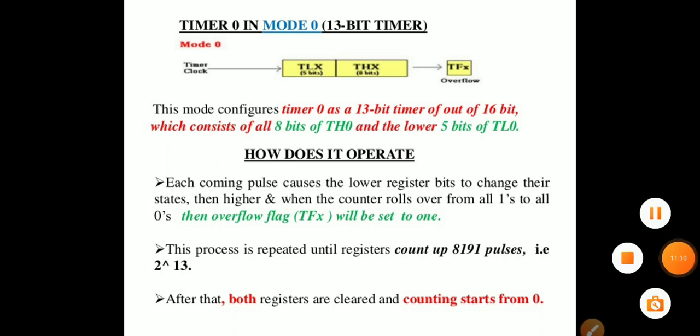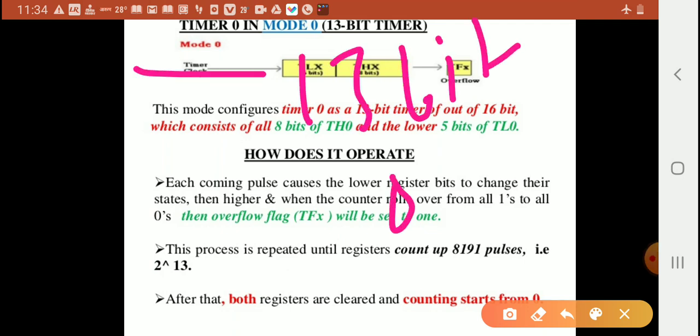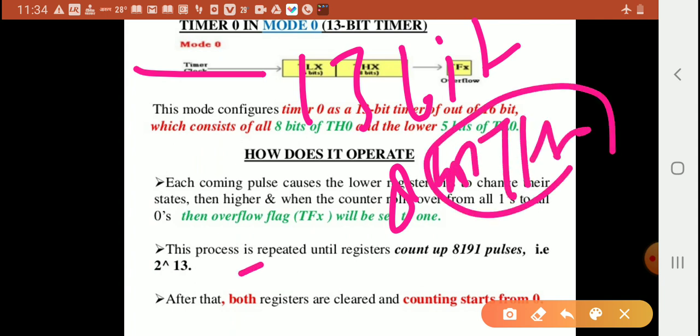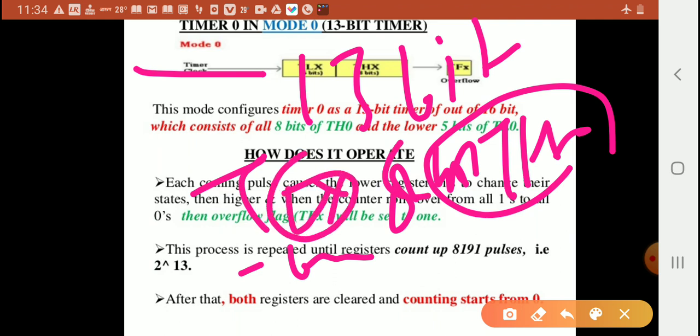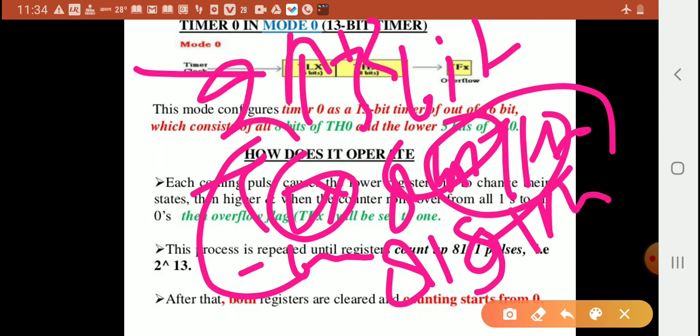So the timer used has a total of 13 bits. 8 bits are used for THX and 5 bits for TLX. This is the lower bit and this is the higher bit. This process is repeated until it counts up to 8191 pulses, which is 2 to the power 13.